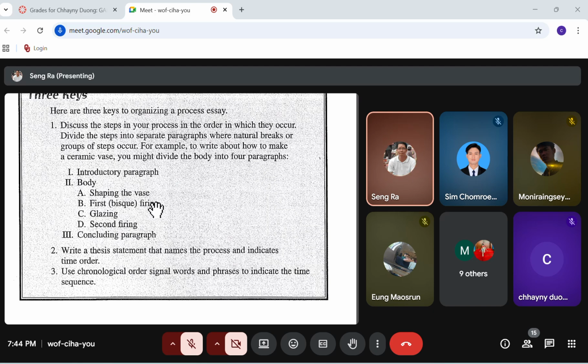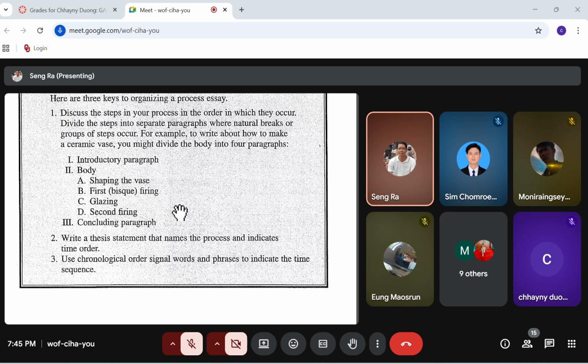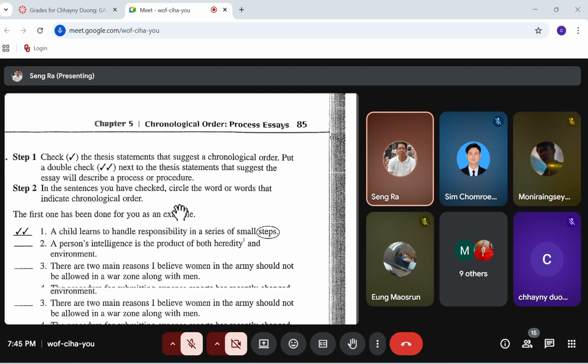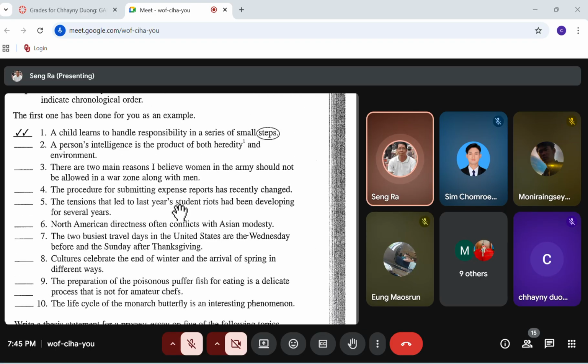So your topic is about how to make ceramic glass. You might divide the body into four paragraphs. The introductory paragraph, then the body paragraphs, which you can make four, A, B, C, D: first step, second step, third step, fourth step. And then the concluding paragraph. That's for reference only.